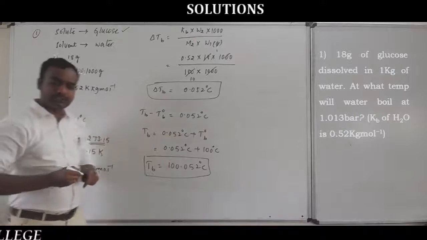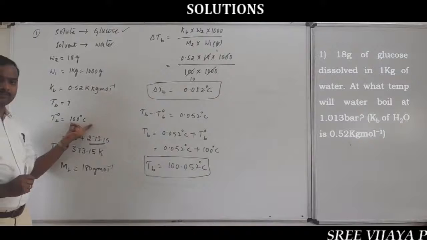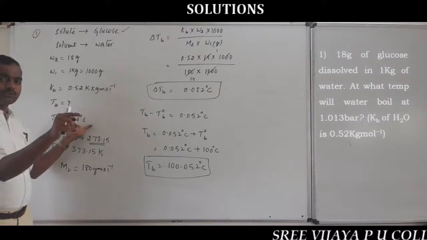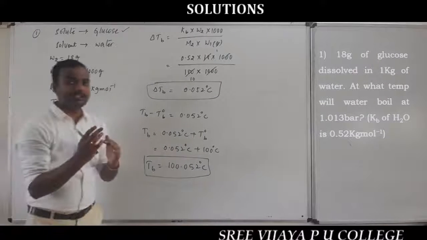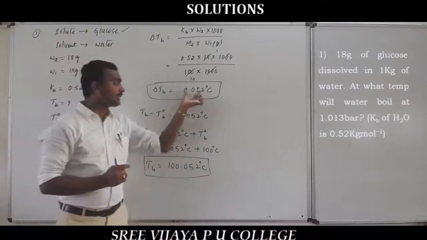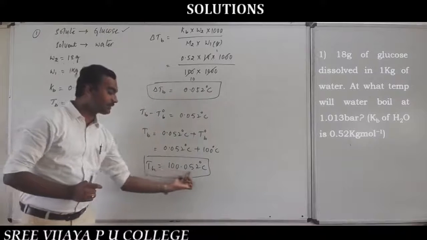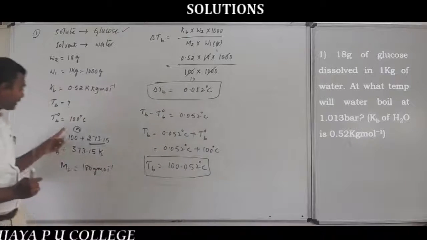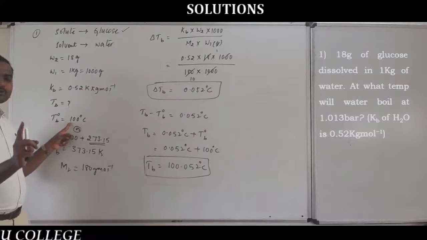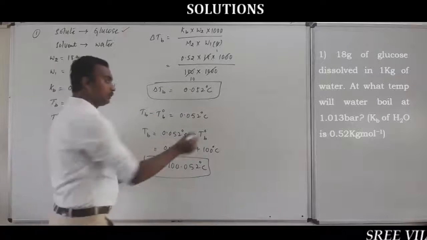So let us check again. What is the pure solvent boiling point? That is 100 degree Celsius. When you add the solute into the solvent, it becomes a solution. What happens to the boiling point? It gets elevated. That's why it is called the elevation of boiling point. How much has it elevated? 0.052. And the solution boiling point is 100.052. This is higher than T naught B. The boiling point of a solution is always higher than the boiling point of the pure solvent. Taking degree Celsius, this is correct.